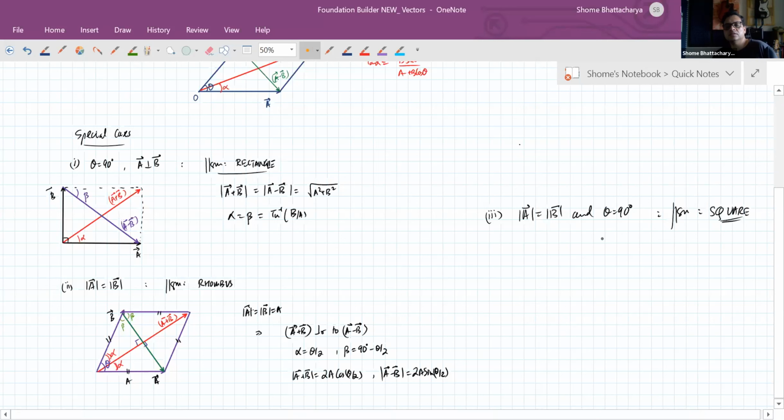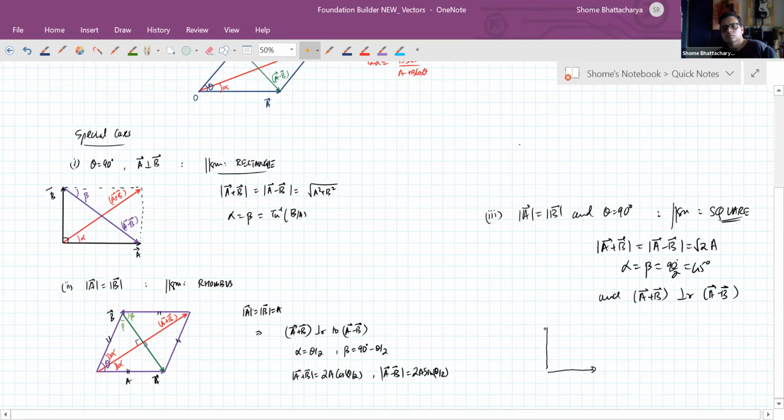So now the square has these interesting properties that mod of A plus B becomes equal to mod of A minus B, becomes equal to root 2A, alpha becomes equal to beta, becomes equal to 90 by 2 or 45 degrees, and in that also you have the property that A plus B is perpendicular to A minus B. So that is the next thing you can see here, that the overlap of these two will result in this case. These are equal also, but they are perpendicular also.